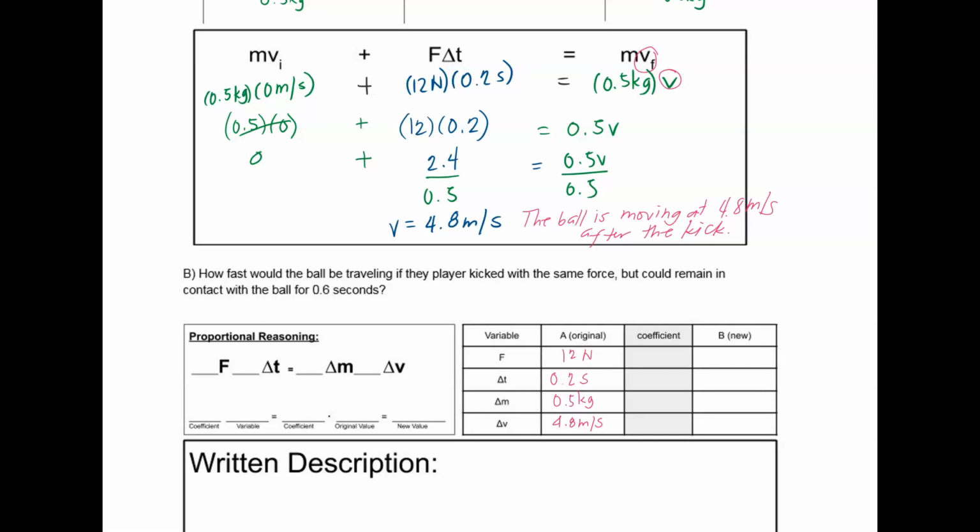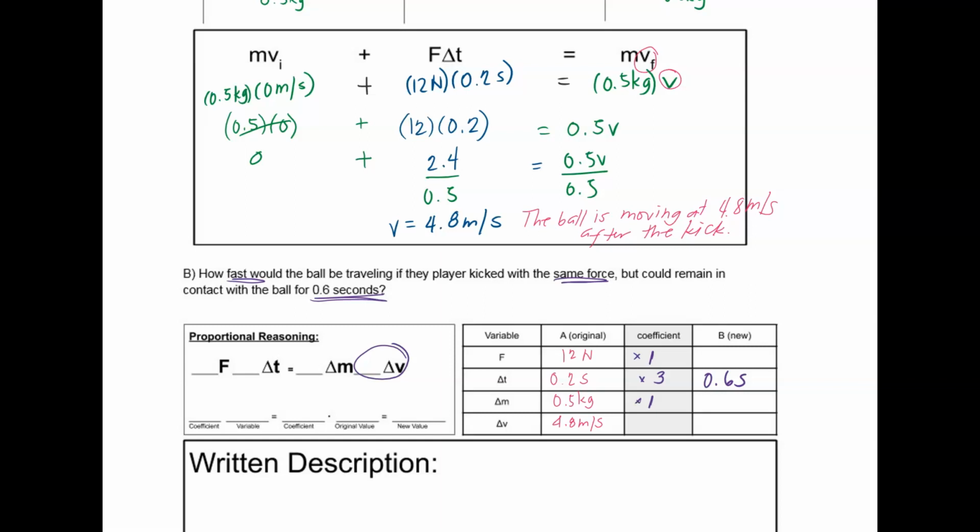And now the coefficient, let's see what changed. We're still looking for the velocity, so how fast would the ball be traveling if the player kicked with the same force? Same force means that the coefficient is going to be the same. With the same ball, the mass didn't change, but the player could remain in contact with the ball for 0.6 seconds. So the time changed to 0.6, and we were at 0.2. Now we're going to 0.6, so that means we're multiplying by 3.